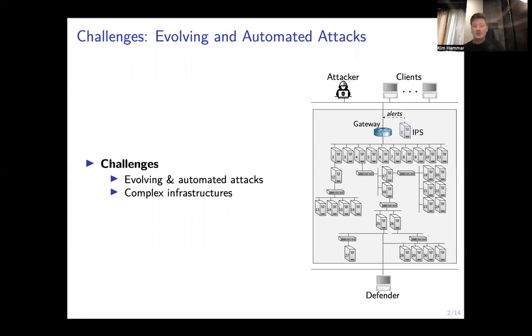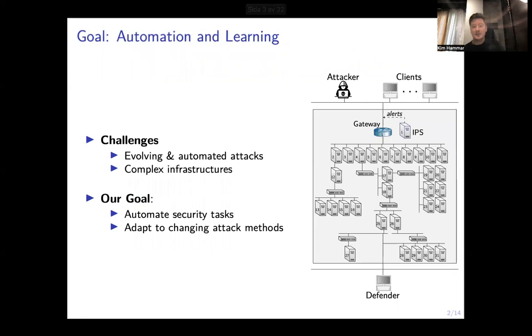So the goal of our research in response to these challenges is automation and learning. In response to more and more automated cyber attacks, we want to automate more functionality also on the security side. And in response to quickly evolving attack methods, we want to have security functions that are adaptive, and we want to have security systems that can co-evolve with changing environments.